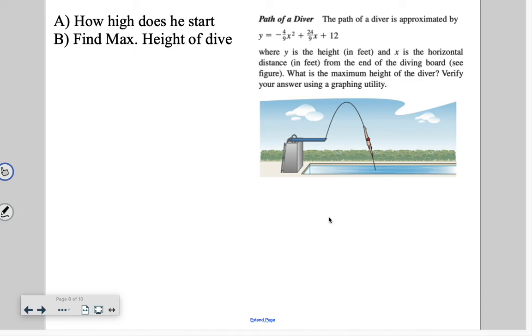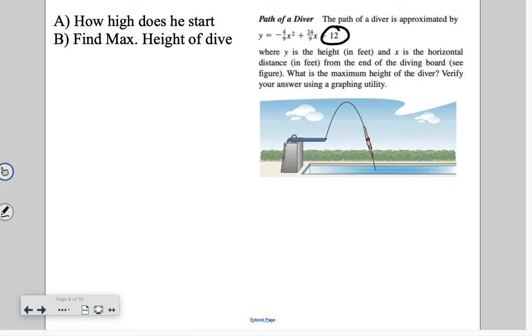Question A, how high does he start when he's standing on the diving board? How high is that off the water? 12. Yep, it's right here. It's your y-intercept. 12 feet in the air. Okay. When I ask you to find the maximum height, what am I asking you to find? Vertex. The only part of this that I do want to go through and actually do is take a look at those numbers. Not so nice, right?